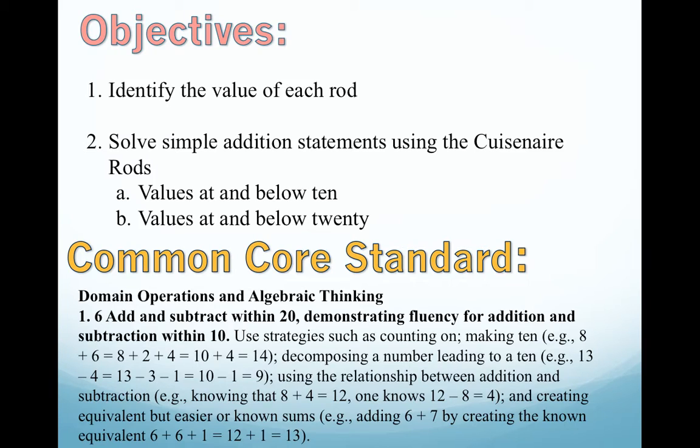The Common Core standard covered in this lesson is under the Operations and Algebraic Thinking domain. It is standard 1.6. I'm going to focus on the addition aspect of the first part of this standard, which reads, add and subtract within 20, demonstrating fluency for addition and subtraction within 10.